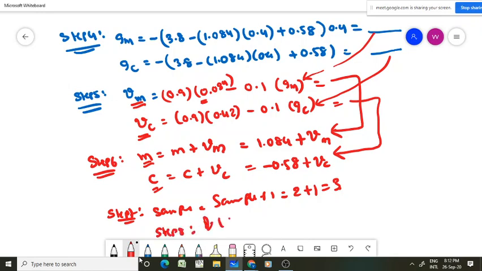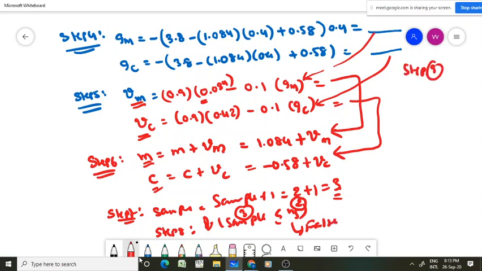Now go to step 8. Check the number of samples: is the sample count less than or equal to NS or not? The sample count is now 3, but your number of samples is 2. So it's a false case. Then we have to go to step 9.